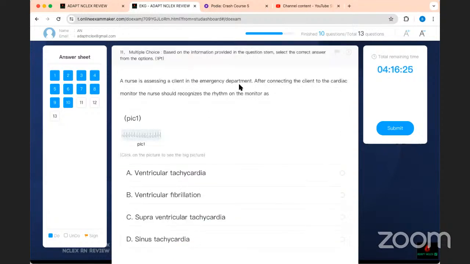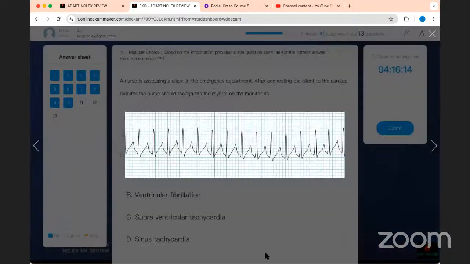And next is assessing a client in the emergency department. After connecting the client to the cardiac monitor, the nurse should recognize the rhythm on the monitor as what? So what do you see? This is the way I want you to approach it. See if the rhythm is regular. You can draw a line or eyeball it. It looks regular. Then try to calculate the rate. The rate looks almost like 300 or 250. It's too high. And then you look, you can't find T and P.